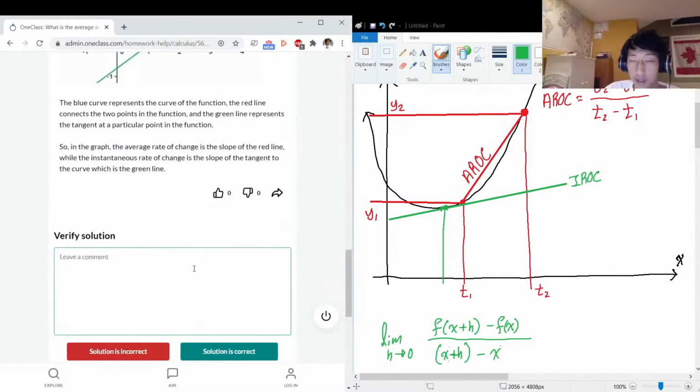Yep, the above solution is correct, just a slightly different path, but we came to the same conclusion. IROC versus AROC. It's like derivatives. IROC is tangent. AROC is like the connection between them. Cool.